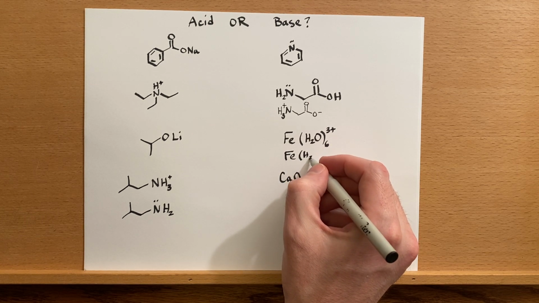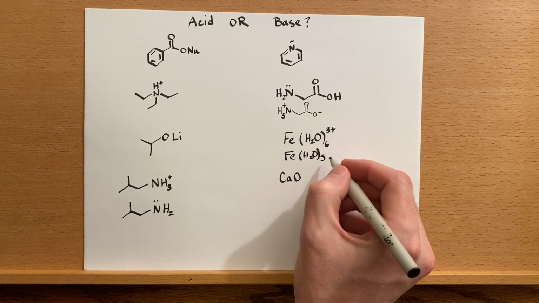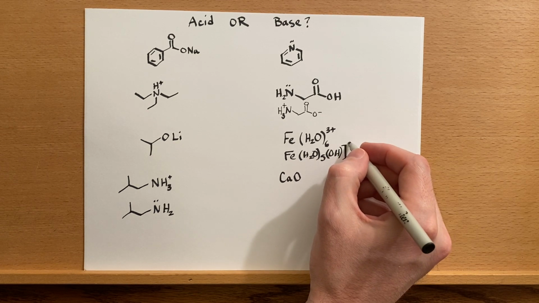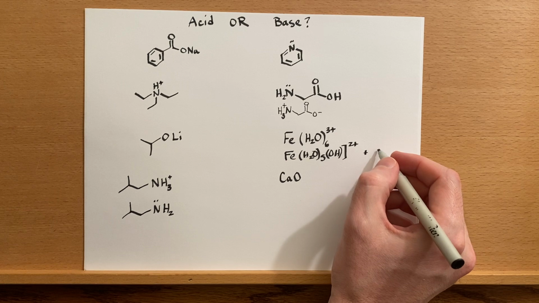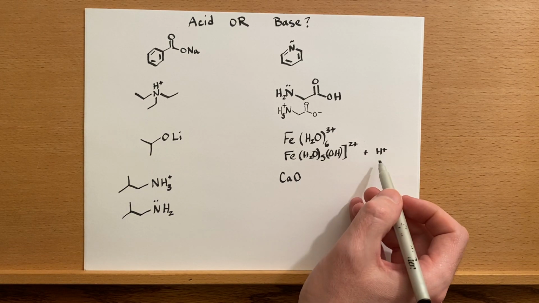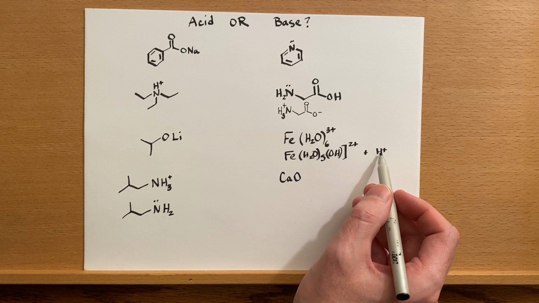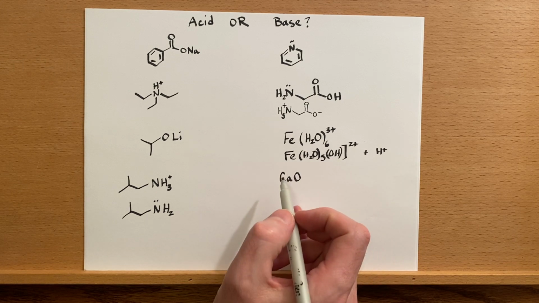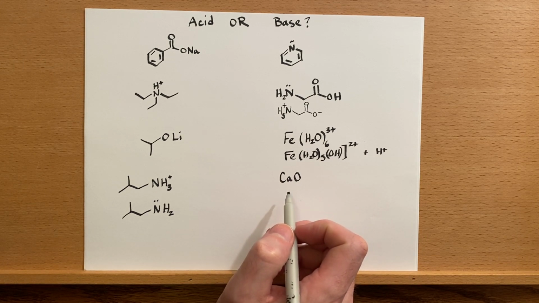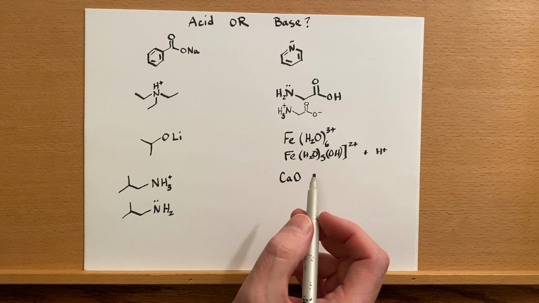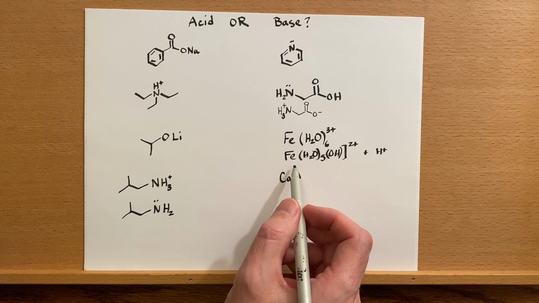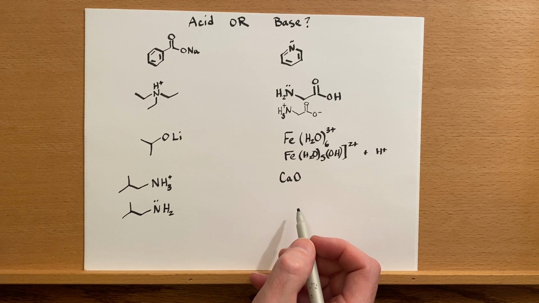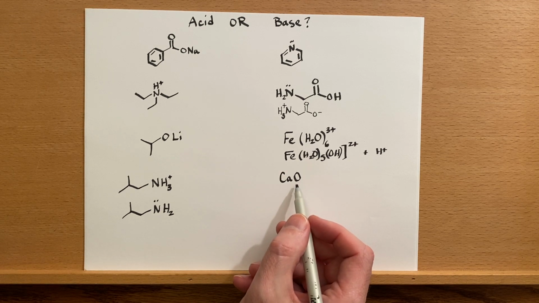See here, water first, so it can do this. It can split off one of the H pluses from one of the waters here and make an acid. And this is not unique to iron. Any of the transition metal elements that are +2 or +3 charge can do this process to varying degrees of ionization. And then I have calcium oxide here.